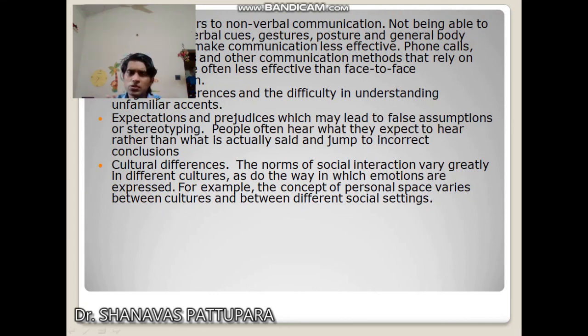So this is all about today's session. We talked about what communication is, types of communication, the process of communication, and barriers of communication.